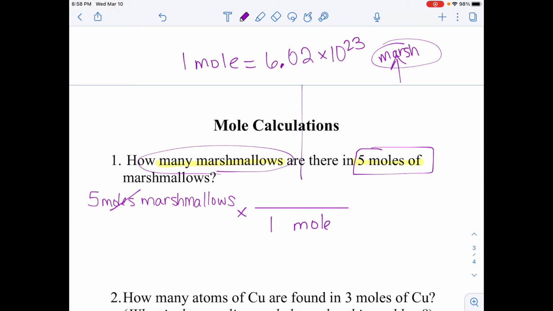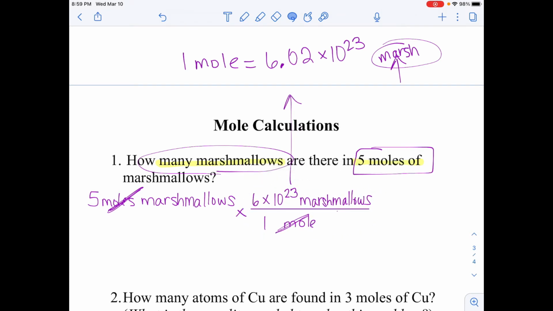And in 1 mole, there are 6 times 10 to the 23rd marshmallows. And notice I did drop off the 0.02. So if we have moles divided by moles, our mole unit will cancel and we will be left with marshmallows, which is what we are being asked to solve for. So mathematically here, you're going to multiply everything in the numerator and then divide by everything in the denominator, which in this case is 1.